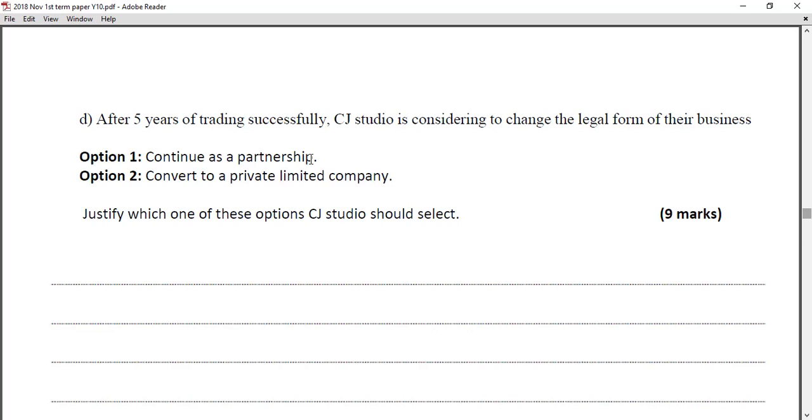Like that, we have to write 2 positive points and 2 negative points, right? And as a result, you can see there is no need for a conclusion. That's the way we ask for a 9-mark question.